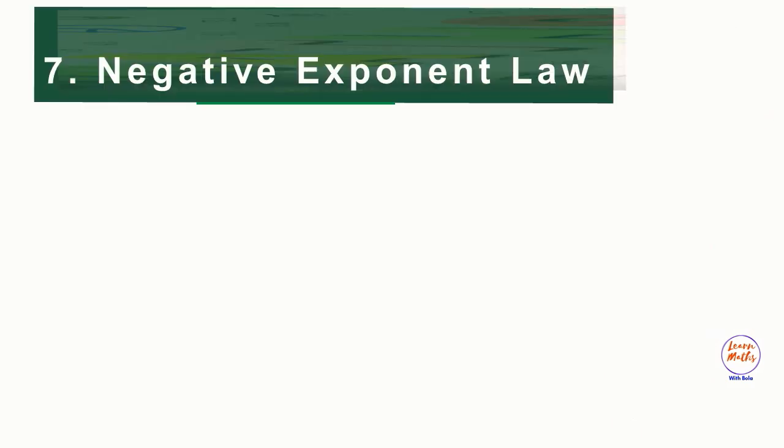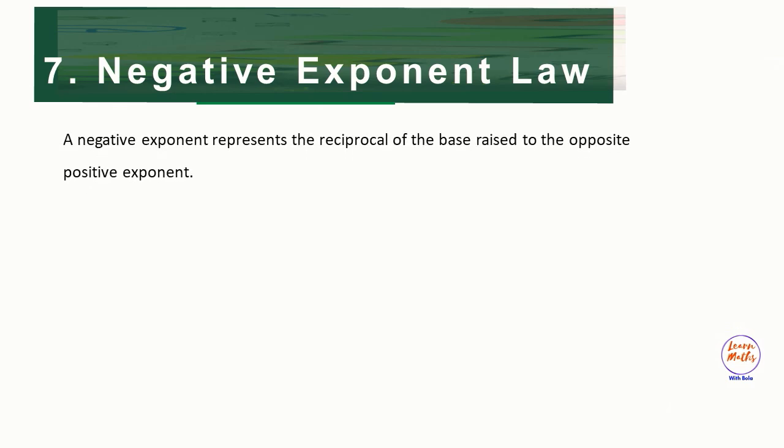Then the seventh law, which is the final law, negative exponent law. So from the word, we can deduce that when you have an exponent that is a negative number. So the law says a negative exponent represents the reciprocal of the base raised to the opposite positive exponent. Don't be fooled by all the grammar. Let's take it slow. So this is the illustration of what we are saying.